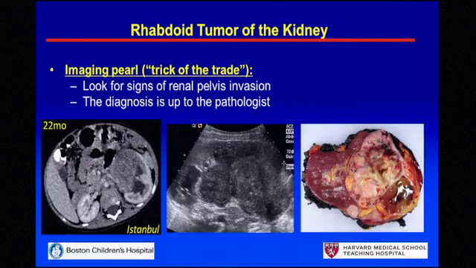Here are some additional examples. Look for signs of renal pelvis invasion. The mass itself may be central within the kidney, as seen on this ultrasound. You may have some trapping of fluid because the pelvic position creates an obstructive type picture, and here's a pathology correlate showing the central nature of the tumor.